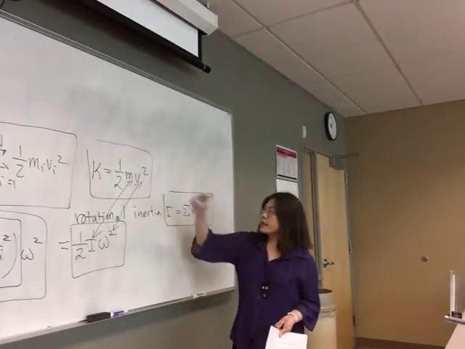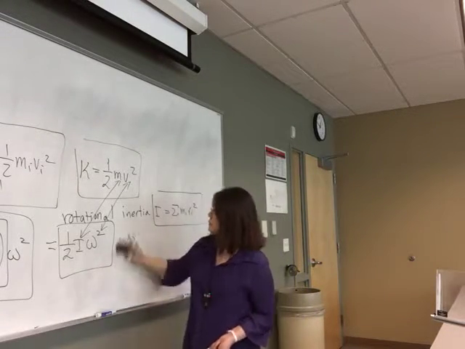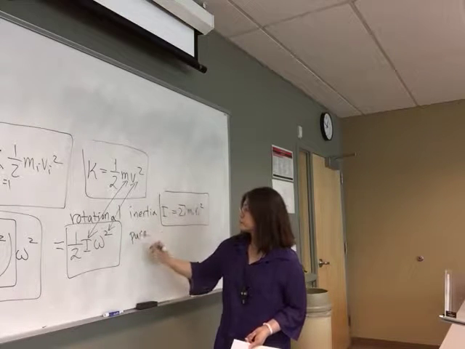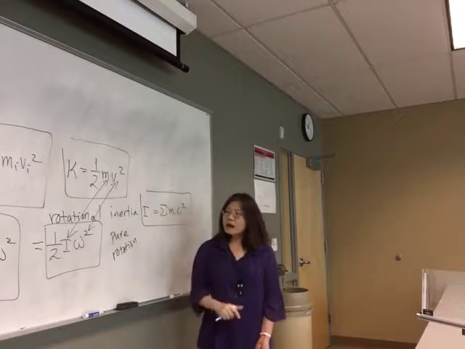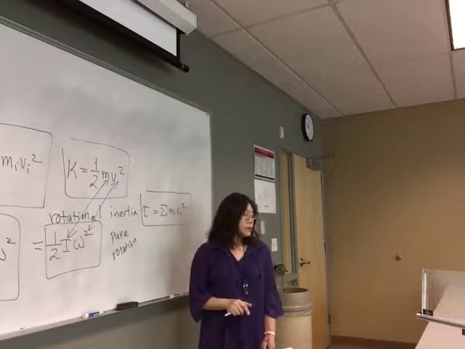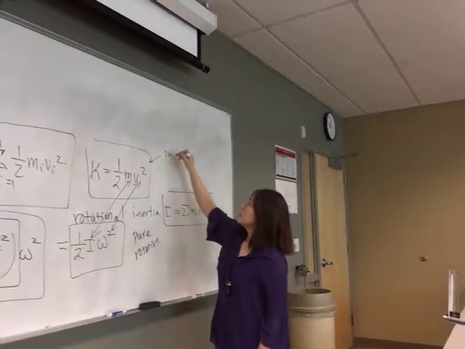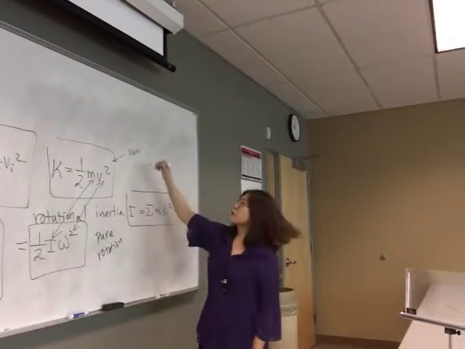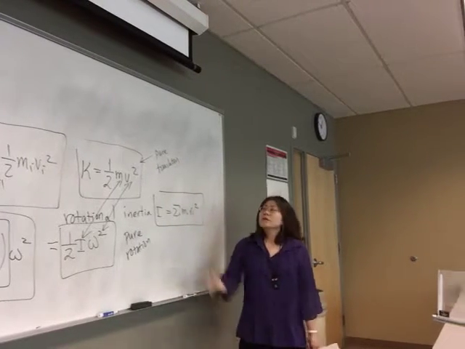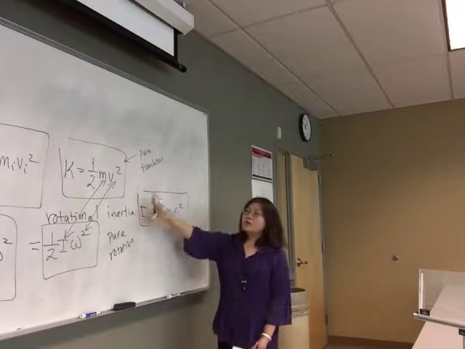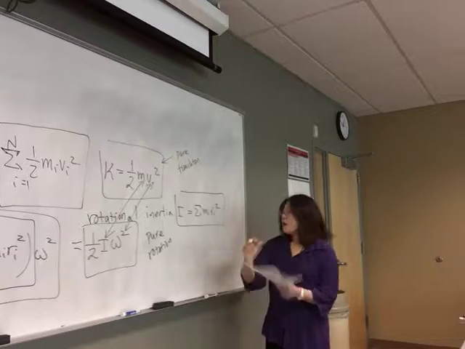So this is basically pure rotation. When you have an object that's in pure rotation, the kinetic energy is 1/2 I omega squared. When you have an object that's in pure linear motion, we call that translation. Okay. So these are the similarities and differences between those two. Okay. All right.